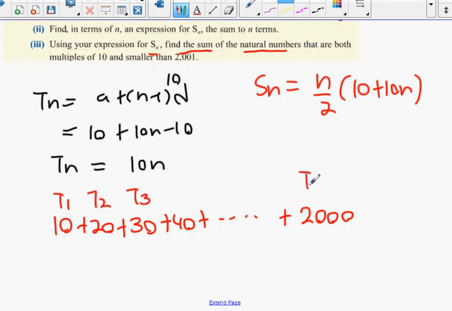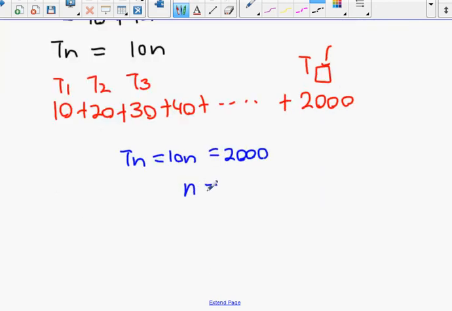What do you need to find out? What term is it? What formula finds out what term it is? So Tn equals 10n. This 10n equals 2000. N will equal 200. You now know that it's n equals 200. The 200th term is 1000.